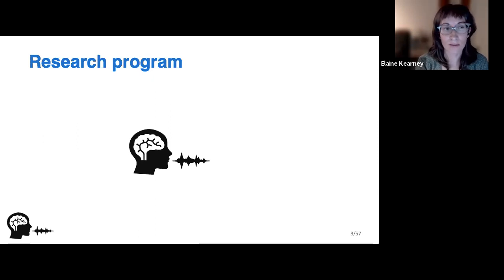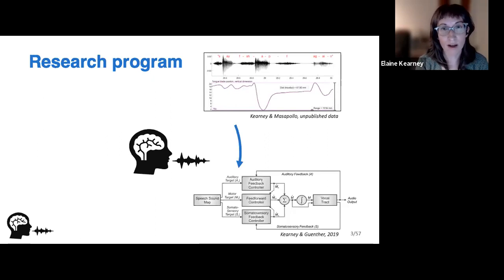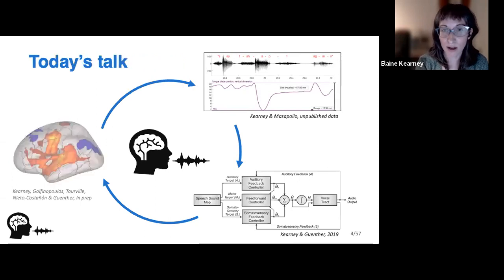That's the center of my work, but I use a number of different methods, including behavioral methods, computational modeling, and neuroimaging to further uncover the sensorimotor interactions that occur during speech production. Today's talk is going to focus on the behavioral and the computational modeling aspects of this program.